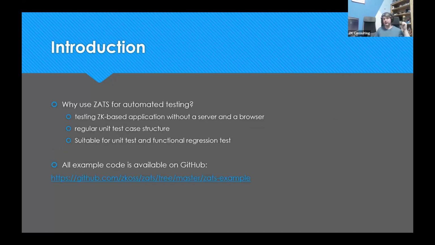You use it to test a ZK application without a server and without a browser. So you get fewer things to set up. You can use regular unit test structures. If you're familiar with JUnit or any other testing library, you can simply integrate your ZK tests in those. And we test to simply avoid functional regressions whenever we make updates to a project.